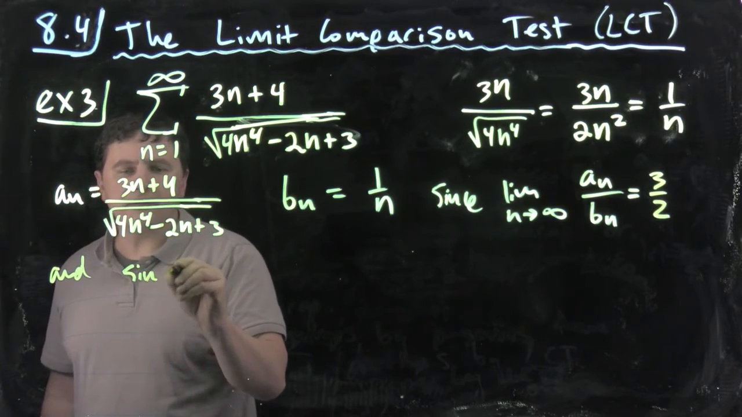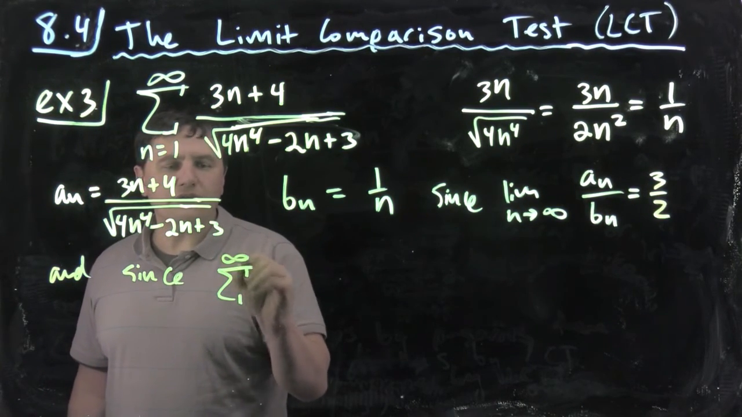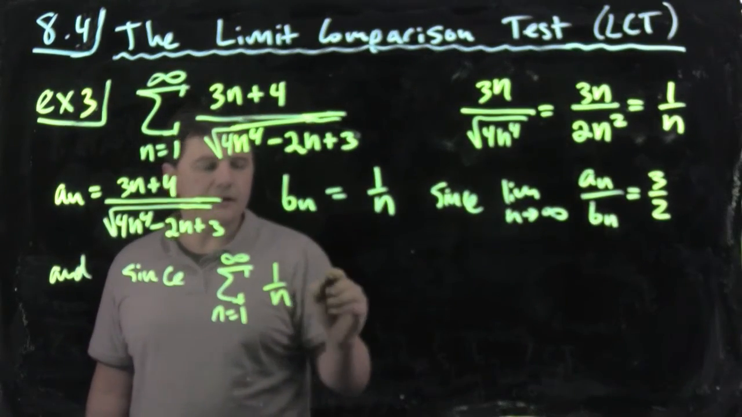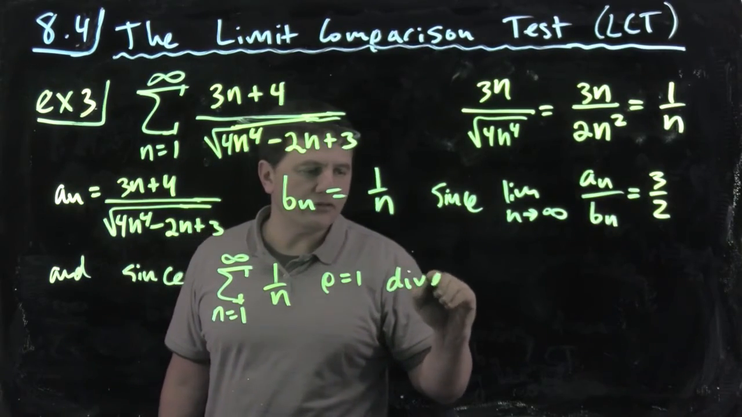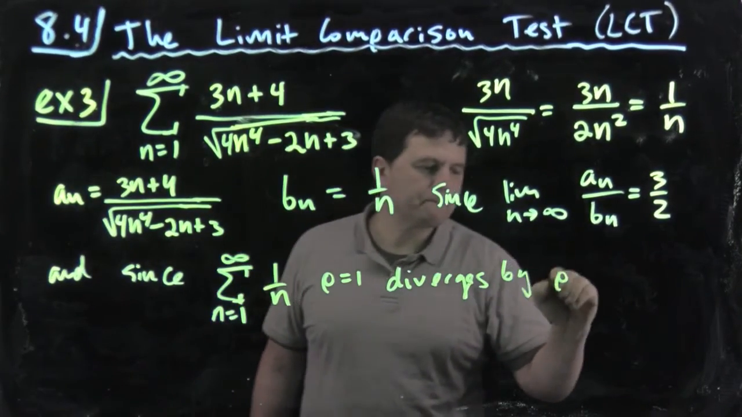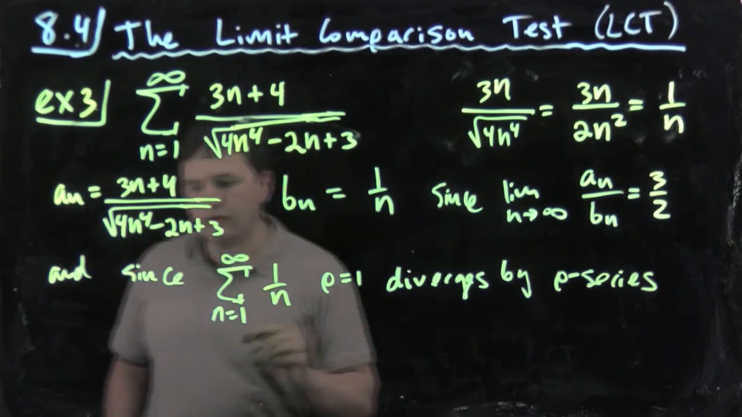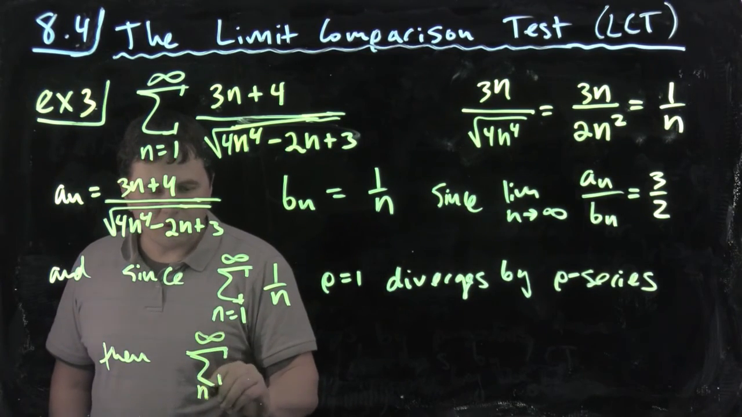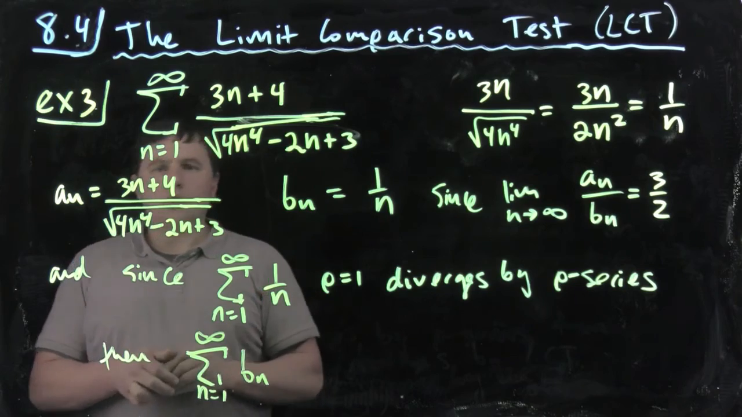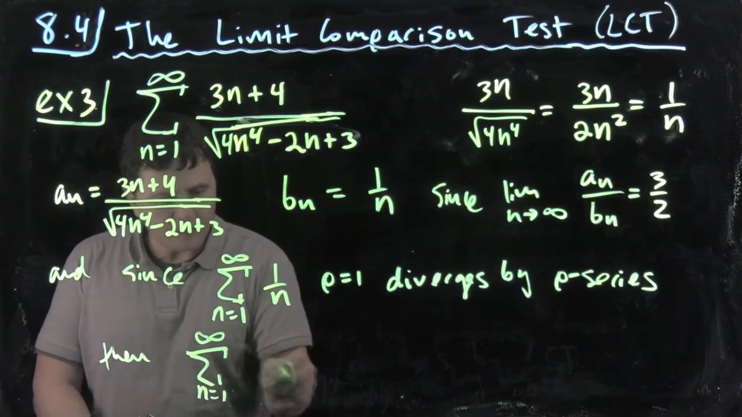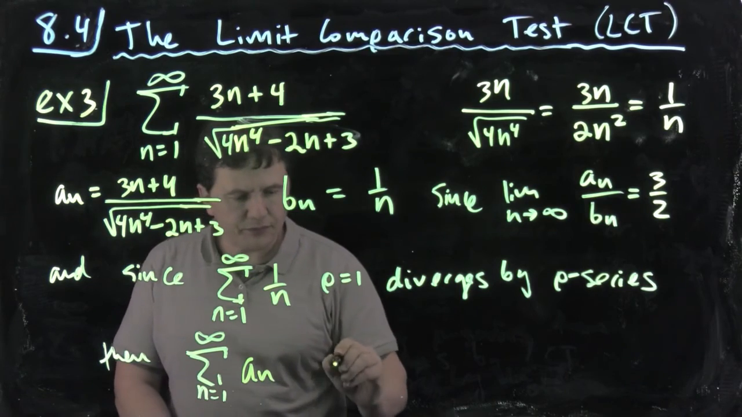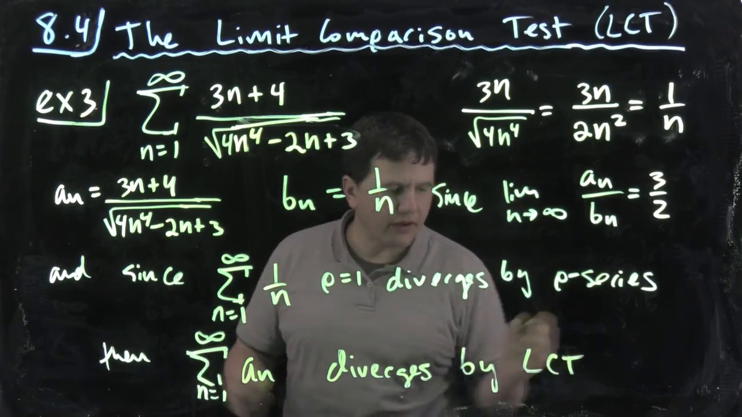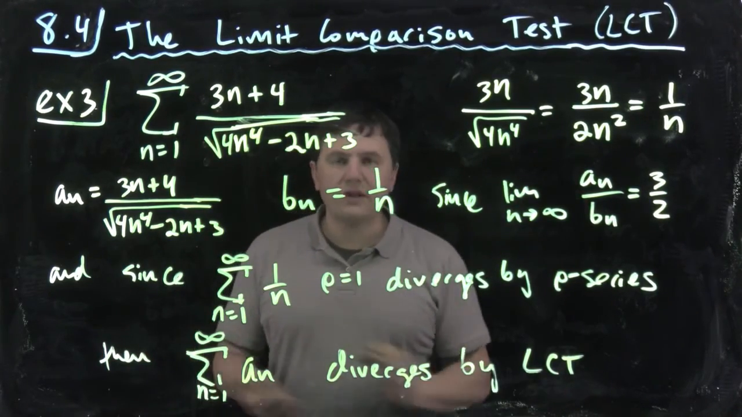And since our series, or excuse me, the comparison series, 1 over n, p equals 1, diverges by p-series, and our series a sub n also diverges by limit comparison test. That's it, folks. That's 8.4. That's limit comparison test.